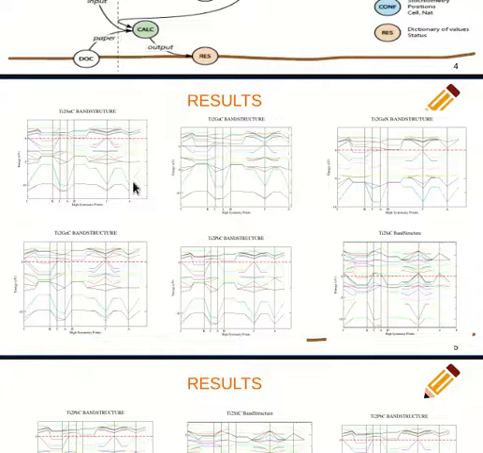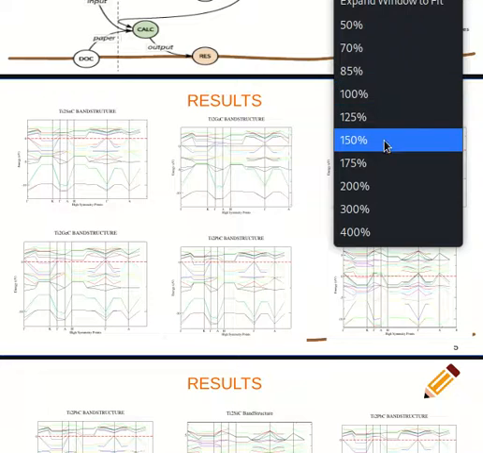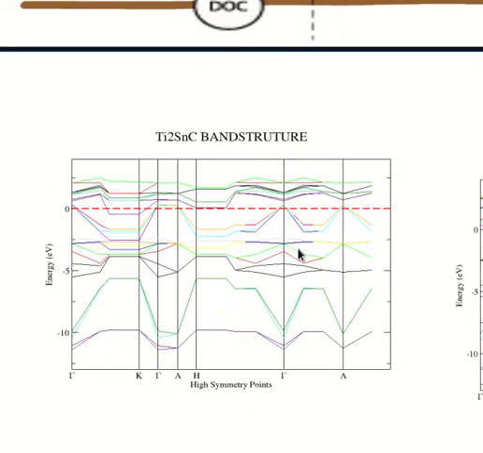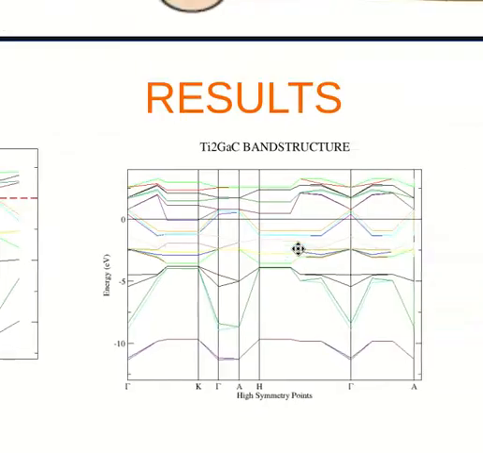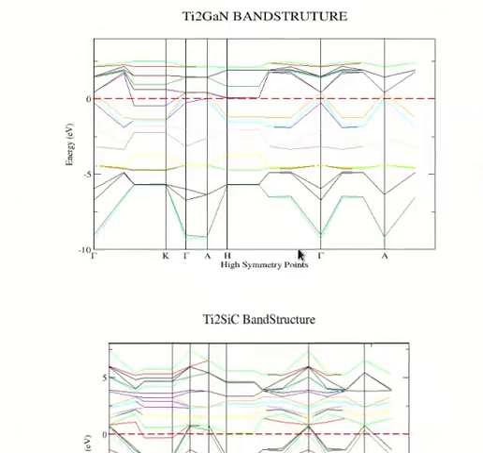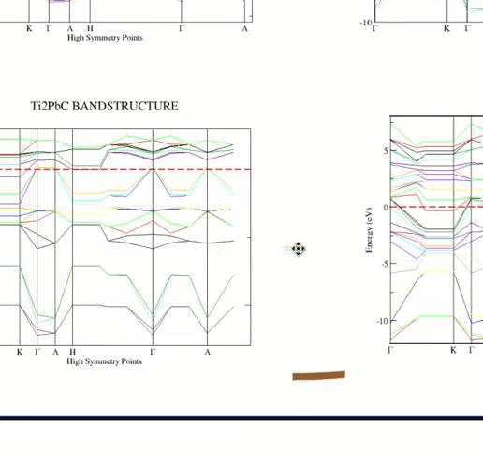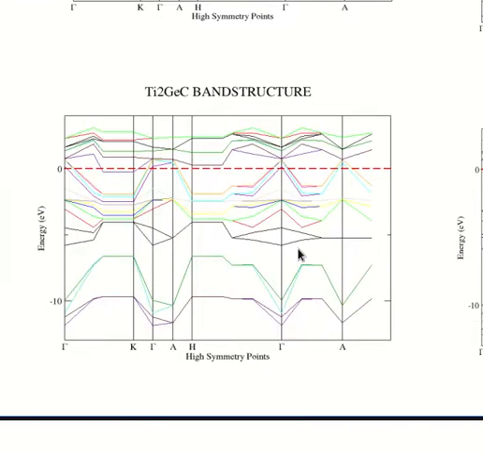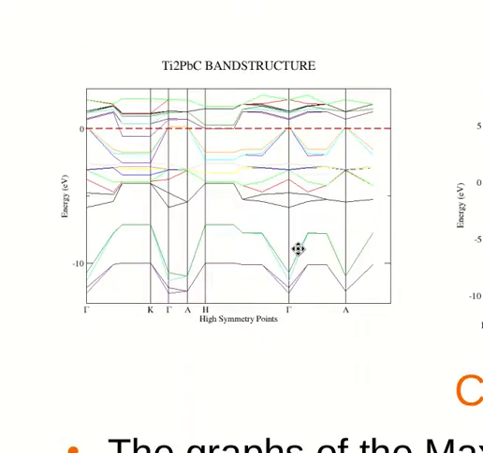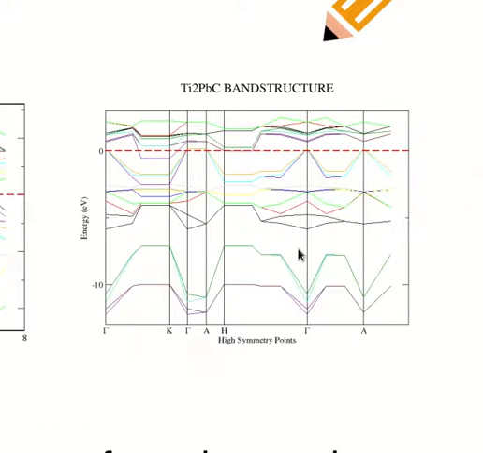Now these are my band structures. My calculation was successful. I obtained the results. These are my band structures for all the MAX phases. You can observe it clearly. Let's see this one. We plot the energy against the high-symmetry points. This is my Fermi energy, and you can see you don't have a band gap.